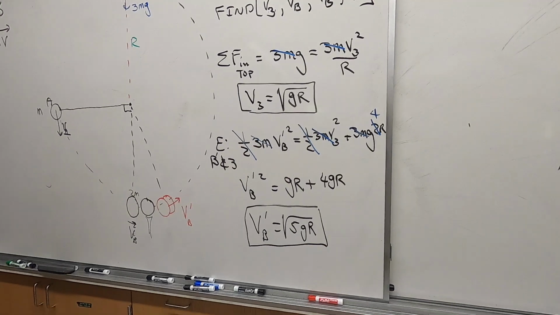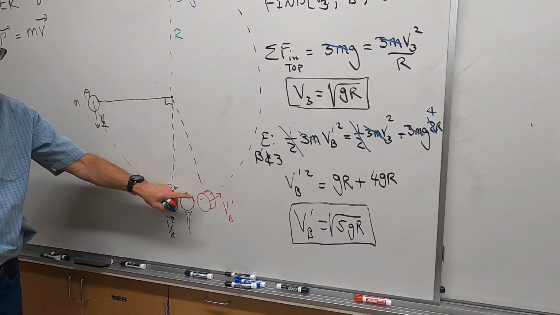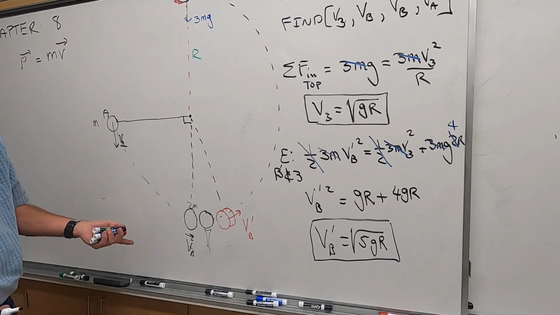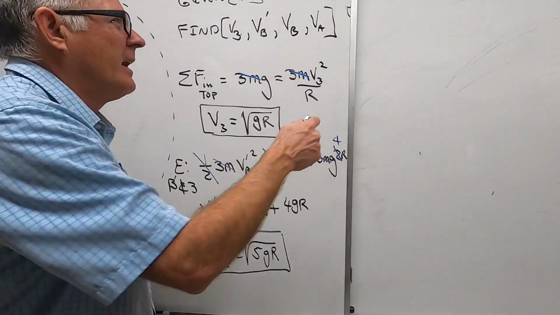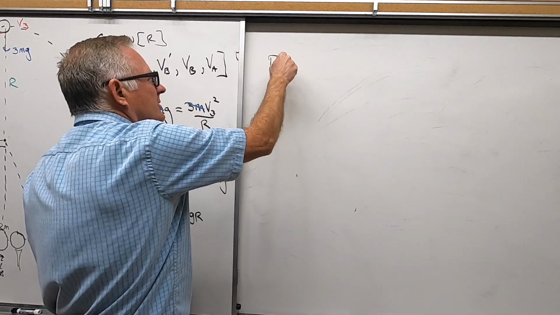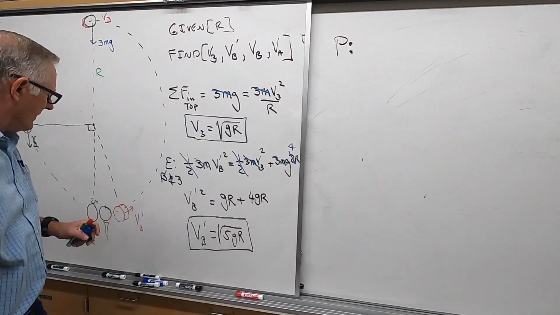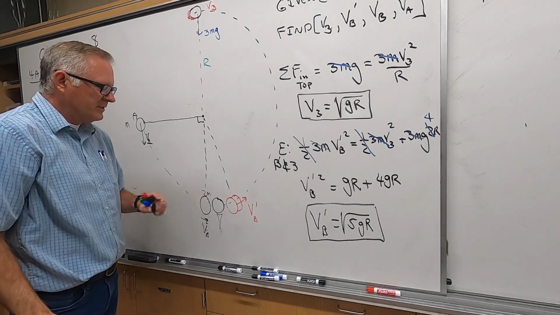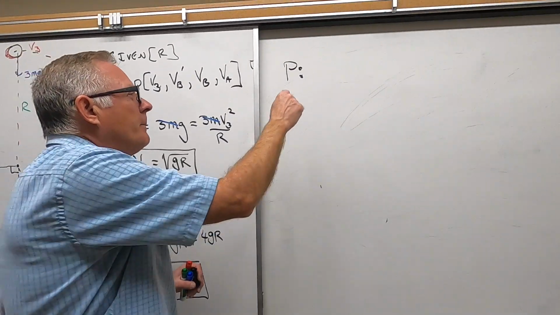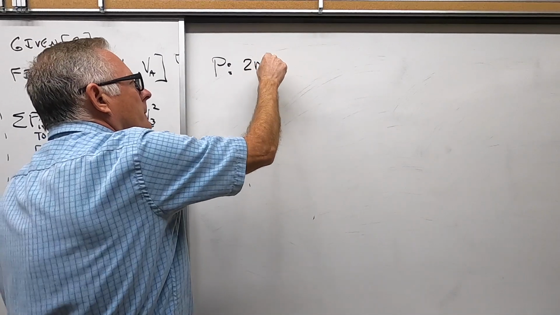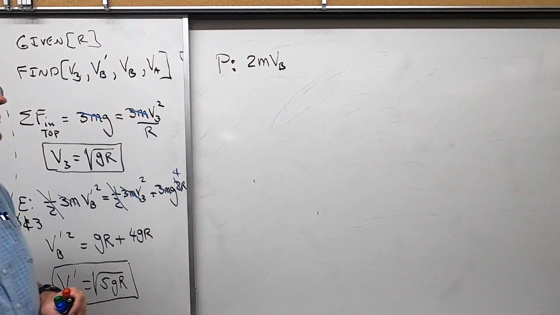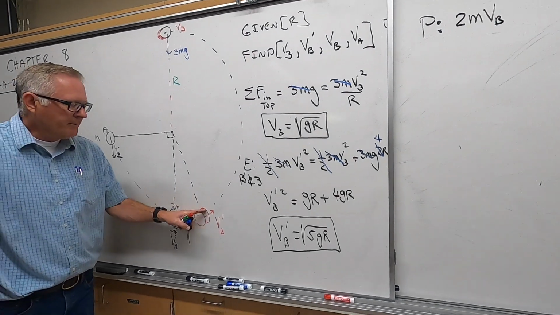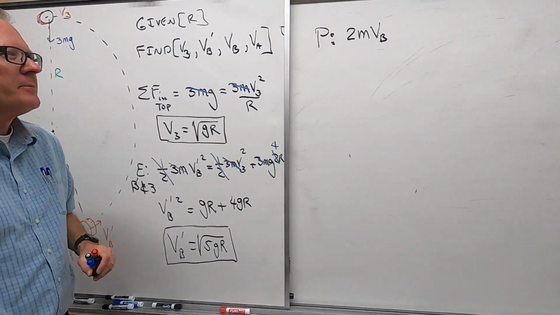Now, if we work back, we're in the collision process. When in collision, we always look at momentum just before and just afterwards. So if we write out our momentum equation for the collision, just before the collision, there was 2m moving at VB. The other object wasn't moving, so you just had 2m moving at VB. Then after the collision, you had 3m going at VB prime.